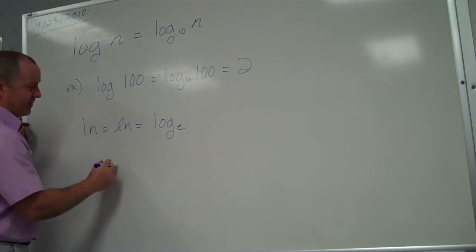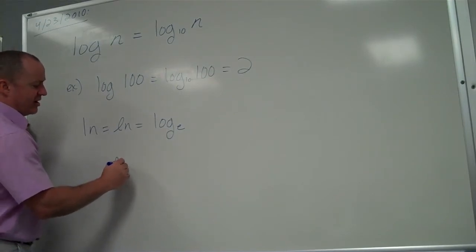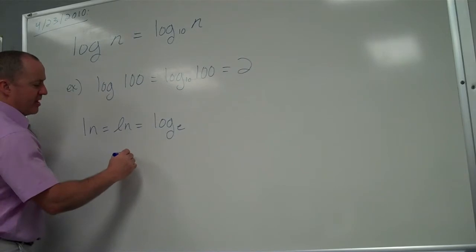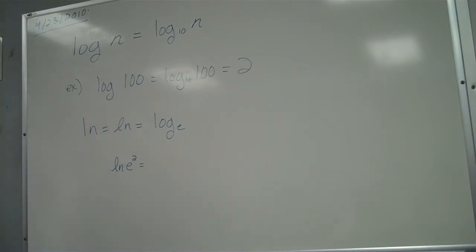I can give you something, well, this is actually good. What is the natural log of e squared? How do you do e? There's an e button right above the division sign. It's 2. Let's talk about why.